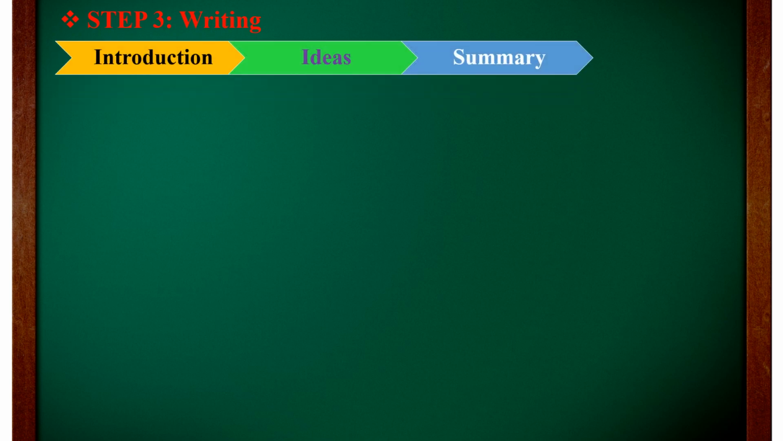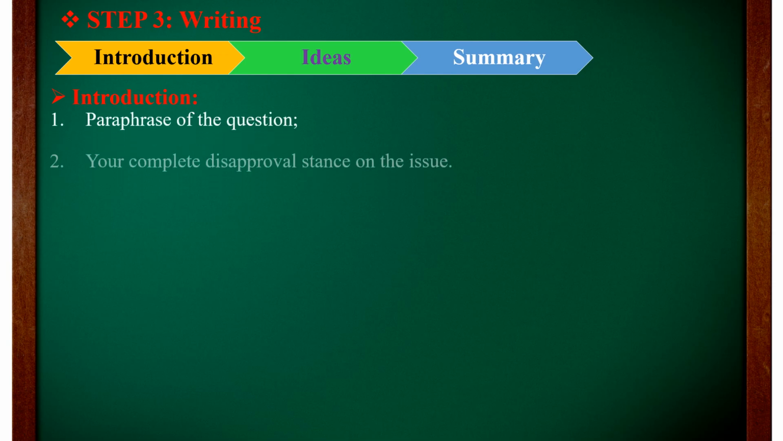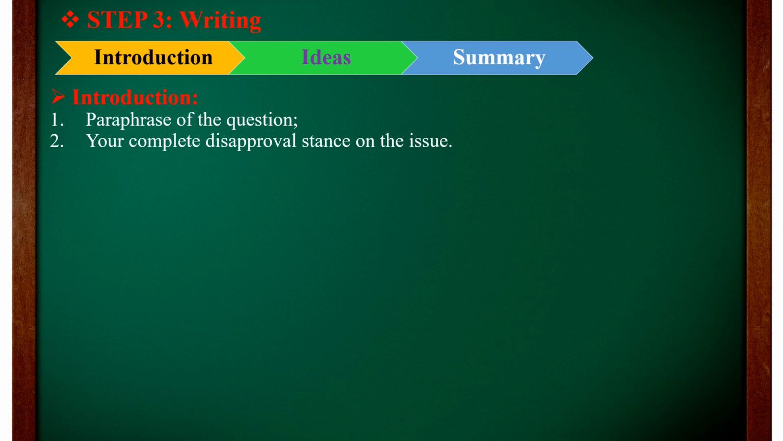Step 3, writing. Here I divided the writing task into 3 sections: introduction, idea, and summary. First, let's begin with the introduction. To utilize time efficiently, your introduction should be merely a paraphrase of the question and your complete disagree stand on the statement. Let's learn how to write a straightforward introduction altogether.